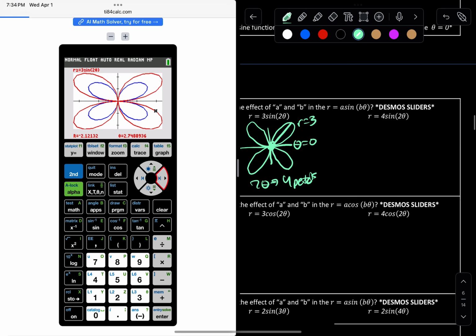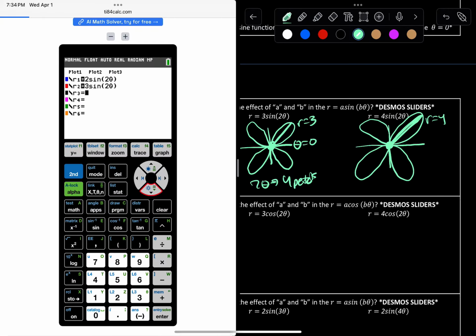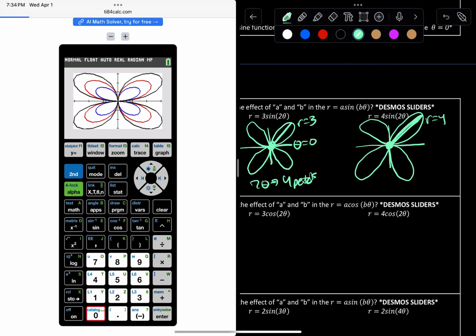So if we look at this last one without even putting it into the graphing calculator, we're going to have 4 petals. It's sine, so it's going to start at the pole. We're going to start in quadrant 1. It'll smoothly go through the pole. Actually, let's make the petals bigger. And we're back to where we started. So this has a maximum radius of 4. And if you were to plug that in, we get 4 sine 2 theta. So we end up with this.